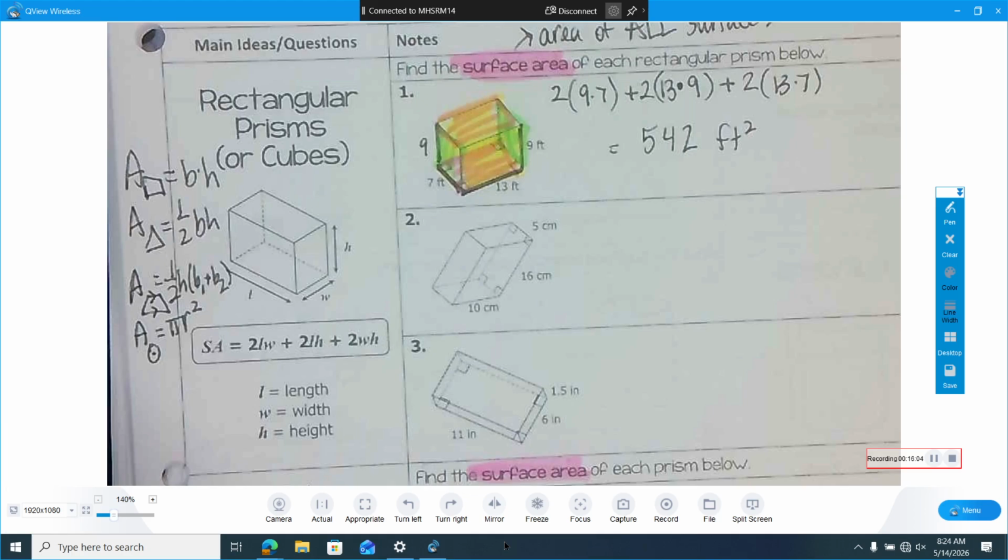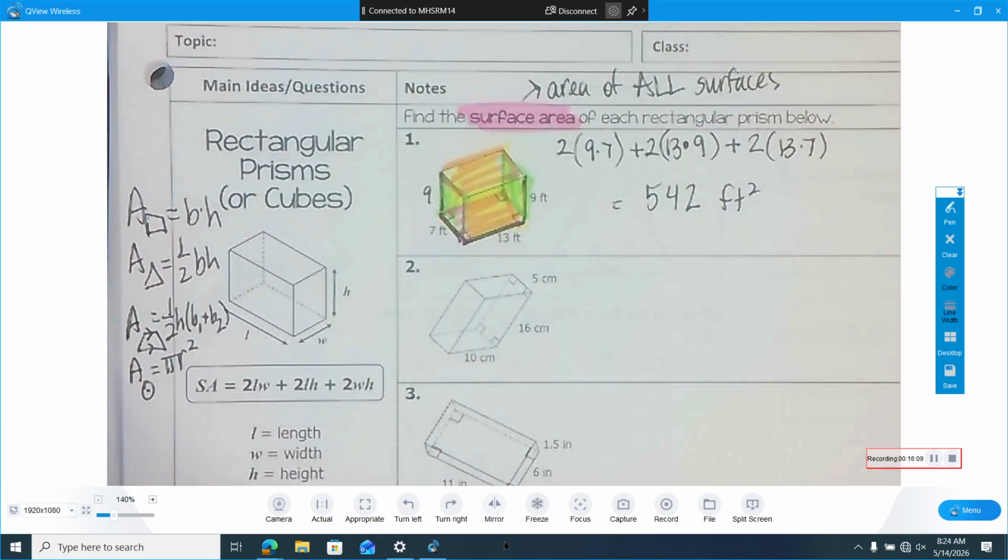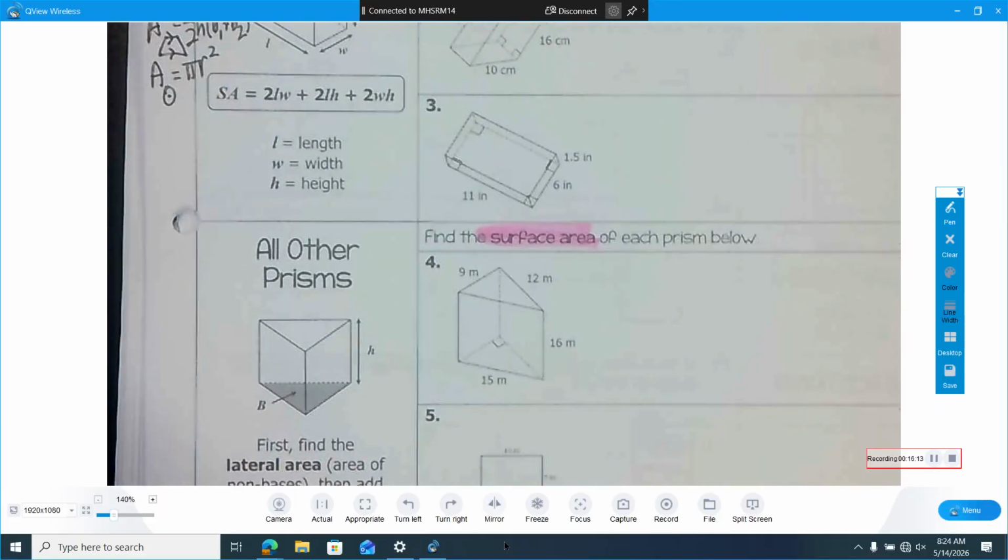We're not done. No, I'm just deciding if I want to do the next one. But those are rectangular prisms. What are the sides? That's it. What are the sides? So let's look down here.